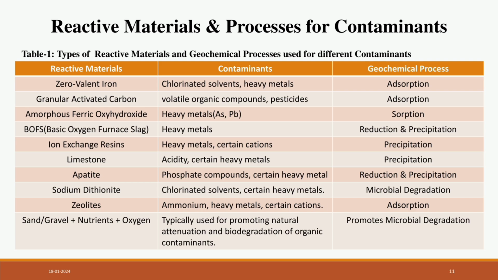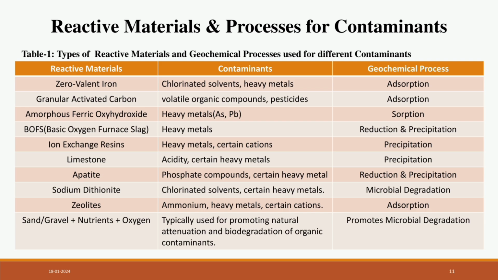Sixth one is limestone. It is used to remove acidity and certain heavy metals by the precipitation process. Seventh one is apatite. Apatite is used for phosphate compounds and some heavy metals by the reduction and precipitation process. Eighth one is sodium dithionite. Sodium dithionite is used for chlorinated solvents and certain heavy metals by microbial degradation. Ninth one is zeolites. Zeolites are used for ammonium, heavy metals and some cations by the adsorption process.